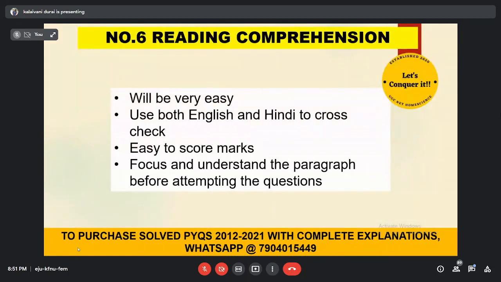Simple PYQs, combination type question. Then there is sequence or arrangement. In assertion and reason type, there are 2 different types. Next is the last one which we saw, match the following.